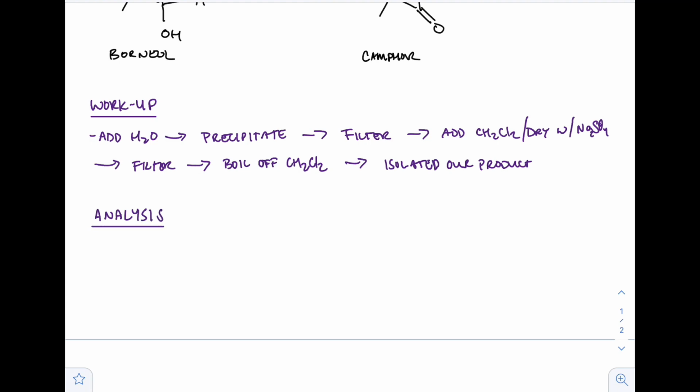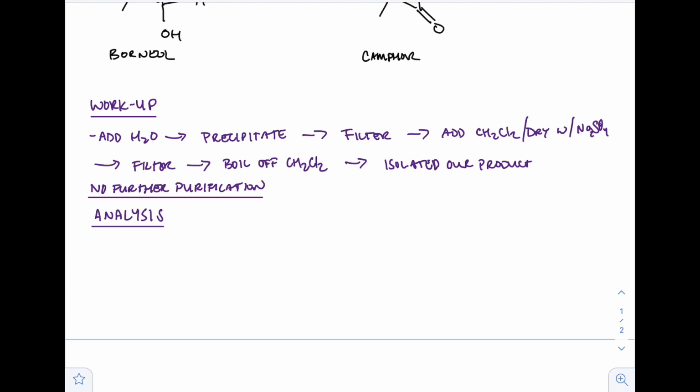I do want to point out that there is no further purification. Okay, and so what I mean by that is we're not running a column, we're not crystallizing the material, we're pretty much just separating it from the reaction mixture, and then we're using it as is. Okay.